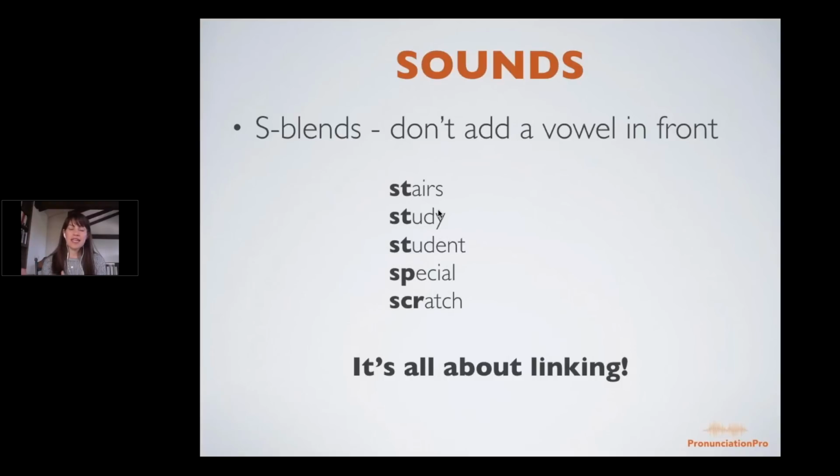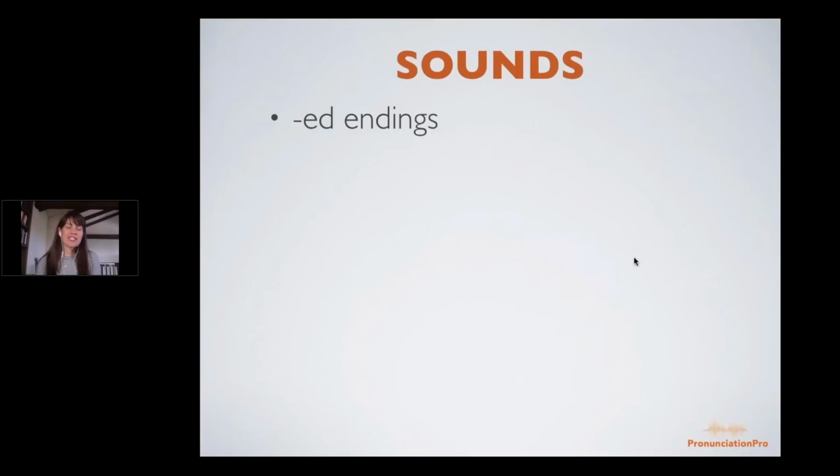Okay? Study, and it starts with that student, special, scratch. All right, and it's all about linking. When we're linking, not to put the vowel in there, but to link the ending word of the word before it into that S blend. All right. Same word: stupid, smile, scale, stock, stretch. All right. And then I think this is our last one.